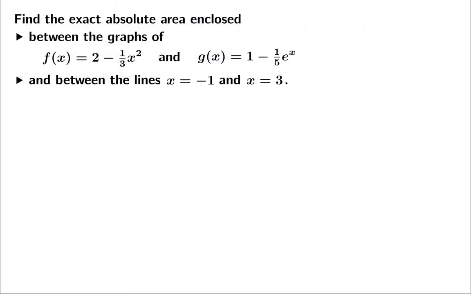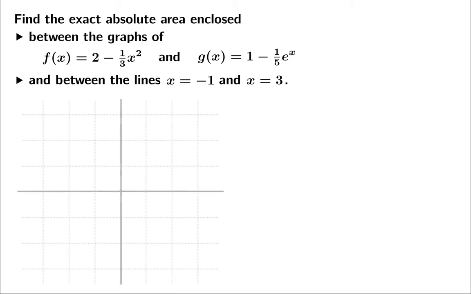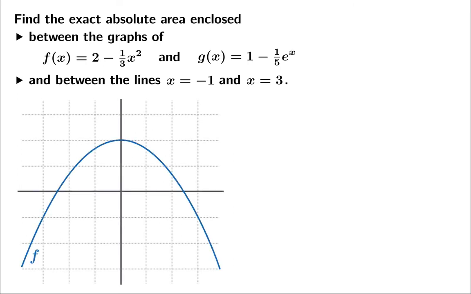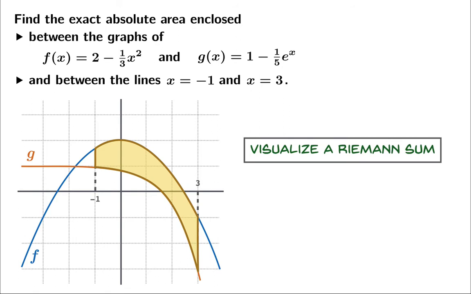So let's look at an explicit example. Let's find the exact absolute area enclosed between the graphs of f and g, as stated here, and between the lines x equals -1 and x equals 3. So the graph of f is a parabola, and the graph of g is a shifted exponential function. And the region whose area we're trying to calculate looks like this. Once again, you have some of this region lying below the x-axis, but our method is going to take that into account, no problem. So I would suggest visualizing first a Riemann sum.